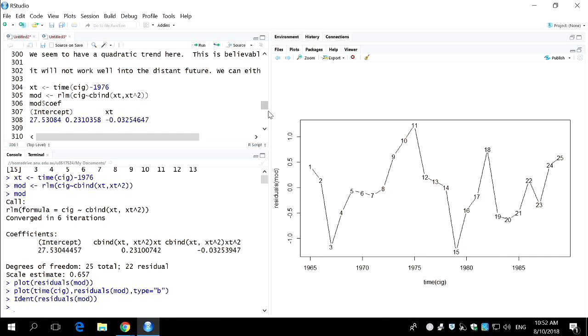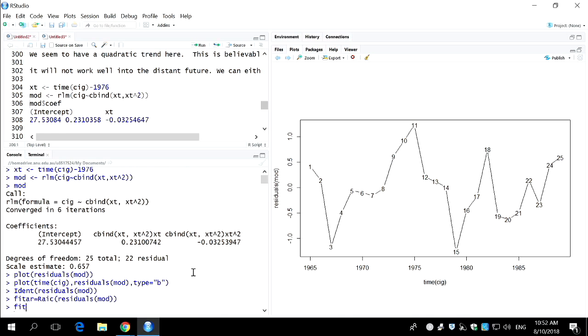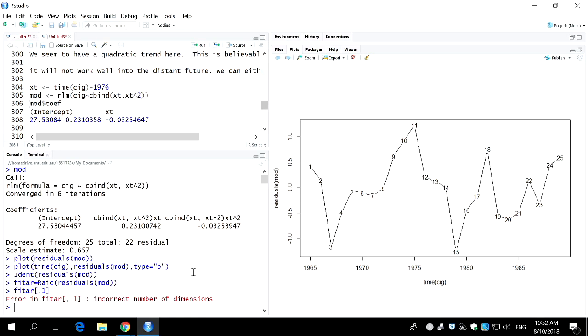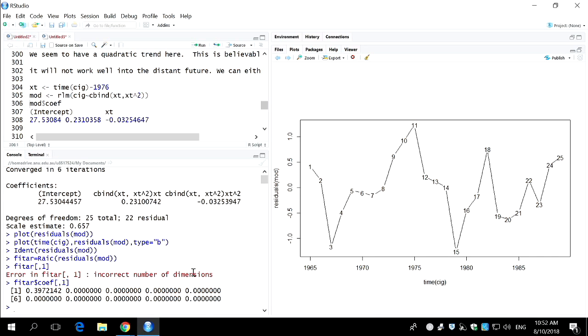Again, choices, all right? Okay, so let's fit the AR1. So let's go fit AR equals rake of residuals of mod. Because I'm going to fit an AR1, I use fit R first column. And I'll give fit R dollars coef first column. Okay, so my coefficient is 0.397. Okay, write down the model, look at the residuals.